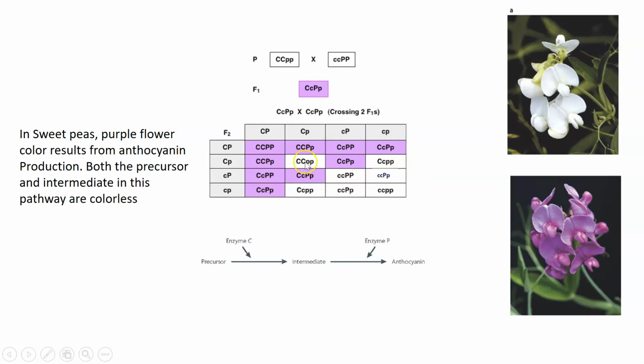The rest, 7/16, are homozygous recessive, containing null alleles, for either the P gene or the C gene, or both, because they lack functional enzyme P or C or both. They cannot proceed all the way through this pathway to produce the purple pigment. So in this type of Mendelian extension, these genes are interacting in a common metabolic pathway, and the altered ratio is a result of that.